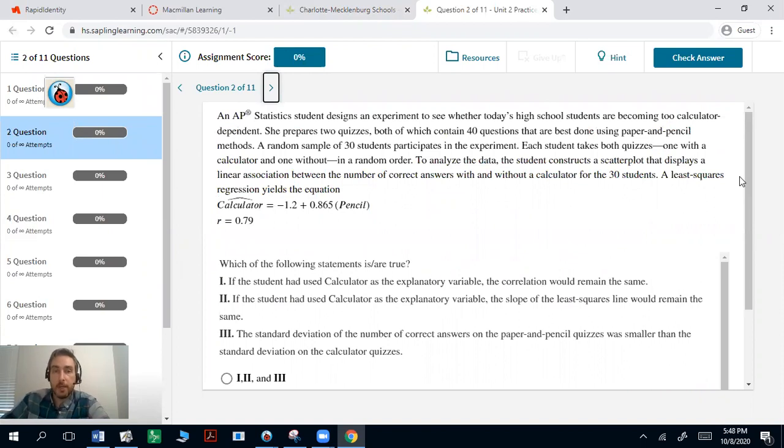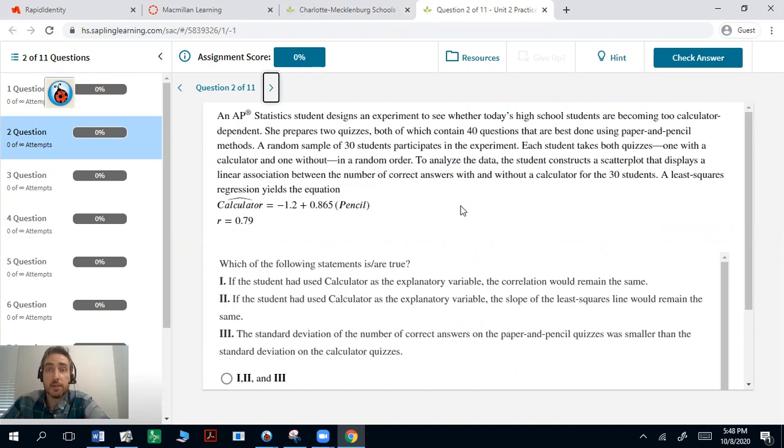This one is kind of tricky. An AP statistics student designs an experiment to see whether today's high school students are becoming too calculator dependent. She prepares 2 quizzes, both of which contain 40 questions, which are done using paper and pencil. A random sample of 30 students participate in this experiment. Each student takes both quizzes, one with a calculator and one without, in random order. That's important. We'll get into that in the next chapter.